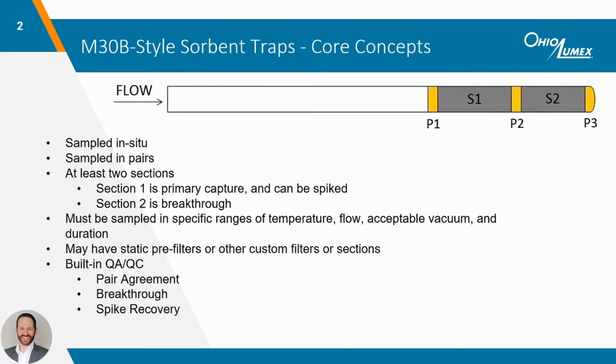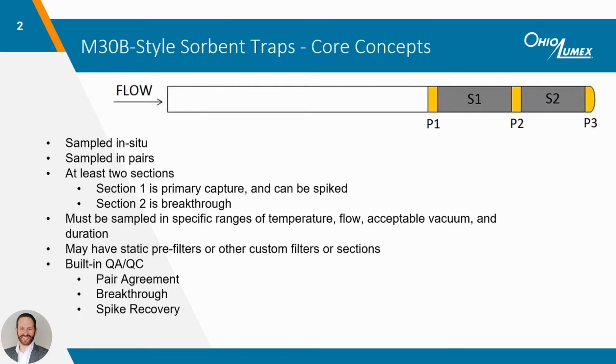The standard sorbent trap contains two sections of sorbent material. The first section, labeled S1 in the diagram on this slide, serves as the primary capture section and is where we expect all of the target analyte to be collected. Our laboratory can also spike this first section with a known mass of the target analyte to allow for a field spike recovery run, which I will explain shortly.